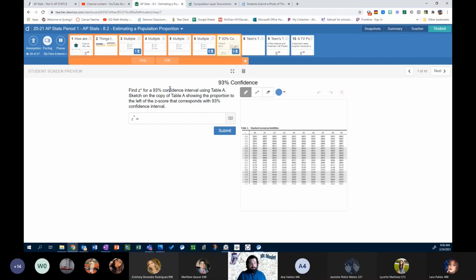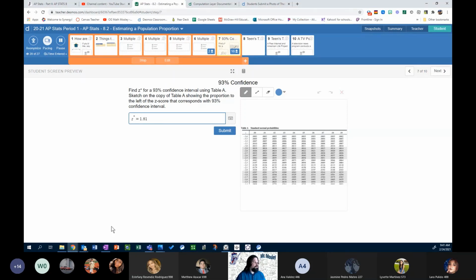We get 3.5%. So we convert 3.5% to a decimal. We find that decimal on the interior of Table A and trace it to the left and top part of Z and put those together to get our Z star. Remember, Z star will always be a positive number. So even though we're on the negative Z scores here, you just take the positive. So let's look at this. What you should have found using Table A was that the Z star has a value of 1.81.